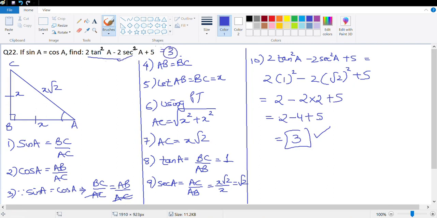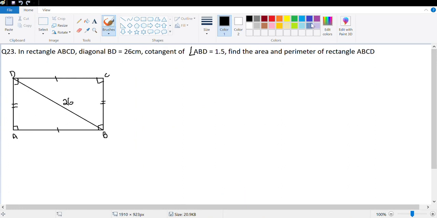Good. I hope you realize drawing a rough diagram definitely helps. Let's look at the next question that I do. The next question I do is question number 23. Question number 23 says, in rectangle ABCD, BD is equal to 26 centimeter. So one diagonal is given. Cot of angle ABD, which means we are looking at this reference angle.